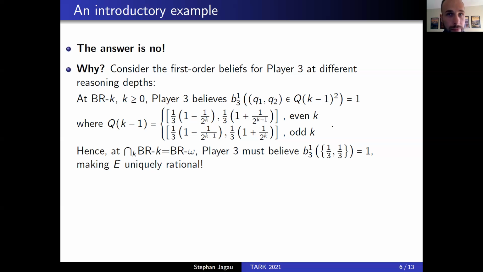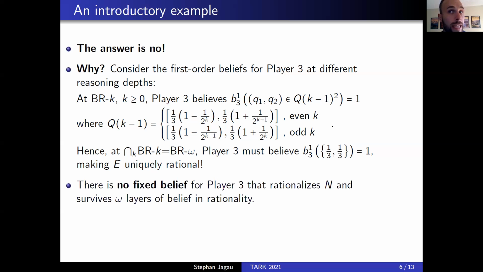Hence, after going through all the finite layers of belief in rationality, at up to omega-fold belief in rationality, we see that player 3 must already believe with certainty that the other two players are going to choose the 1/3 quantities, and hence E is uniquely rational for him after up to k-fold belief in rationality for all finite k.